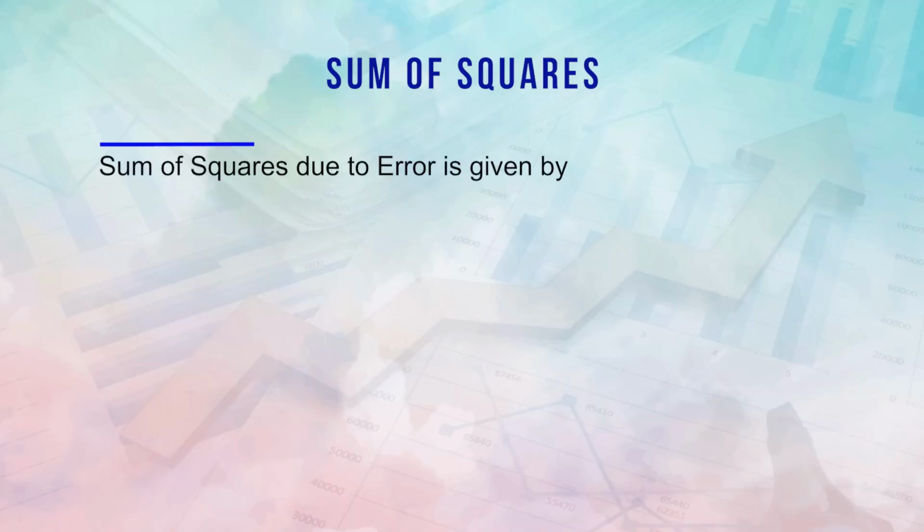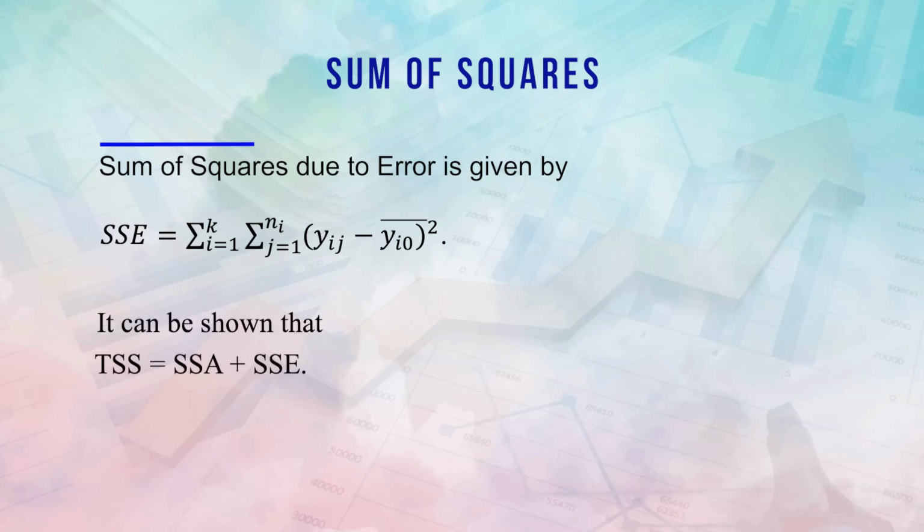There is another sum of squares which is called the sum of squares due to error. That is double summation (y_ij minus y_i0 bar) whole square. And we can show that the total sum of squares TSS is SSA plus SSE. This is a very important statement. There will be variability among the observations, and how do we capture it? That variability is captured by the total sum of squares TSS.